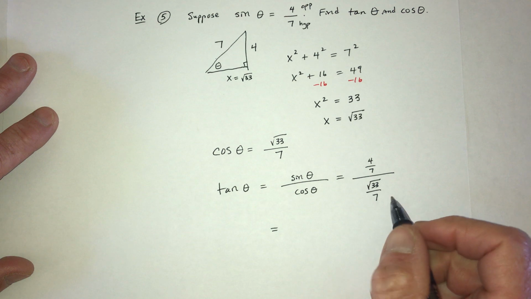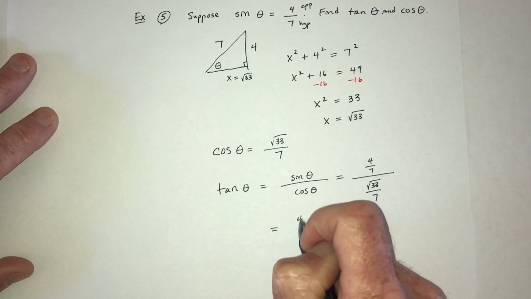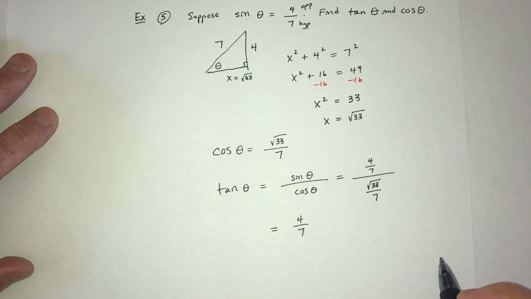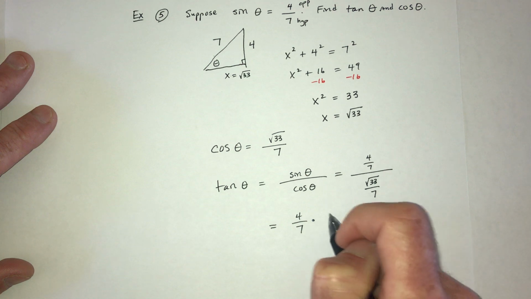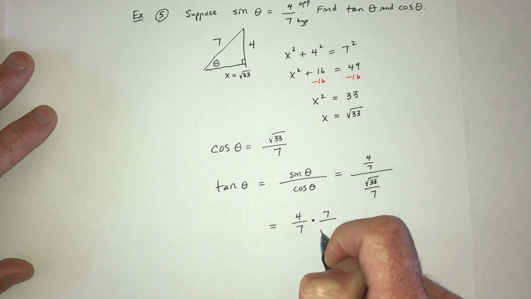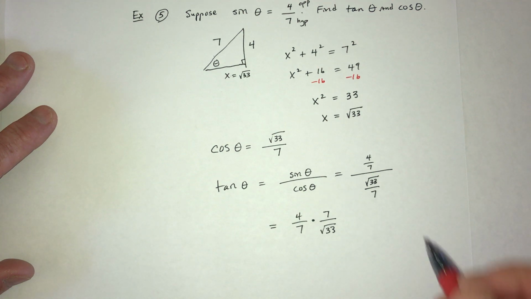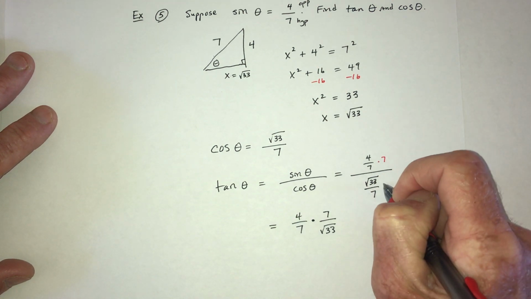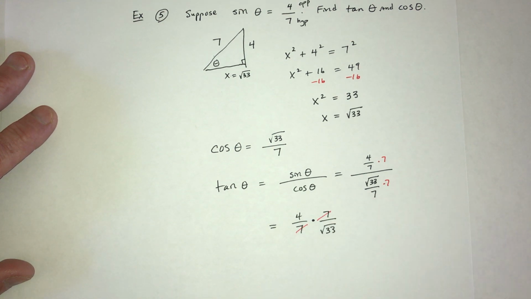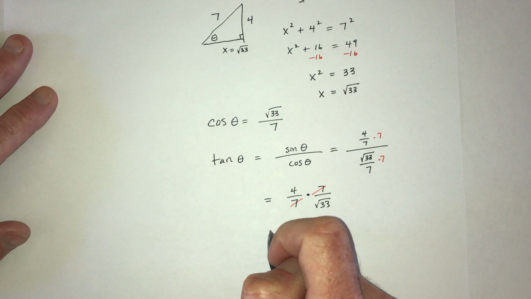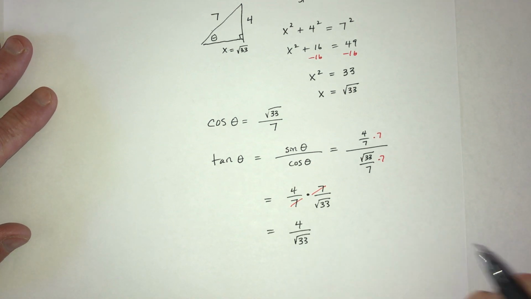Now the last time I had this, I multiplied the top and the bottom by the same thing, and I could do that here. Another way to do it is when you divide fractions, you leave the numerator alone, change it to multiplication, and then use the reciprocal of the denominator. And you get the same thing as if you had multiplied by 7 and multiplied by 7. Two different ways to do it. So these 7's cancel, and then it leaves 4 divided by the square root of 33.